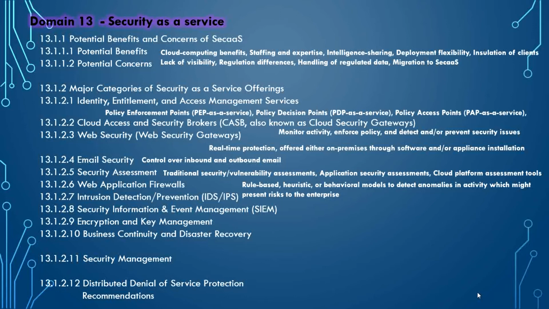7. Intrusion Detection and Prevention, IDS and IPS. These systems monitor behavior patterns using rule-based behavioral models to detect anomalies in activity which might present risks to the enterprise. Rule-based model means that you define network rules to allow or disallow any traffic. If the cloud resource has been tried to be accessed by an IP that is not mentioned in the rule, that may be a case of IDS.